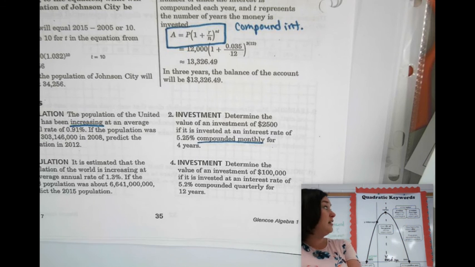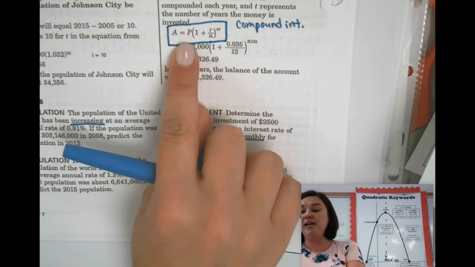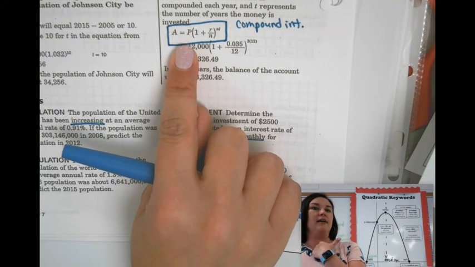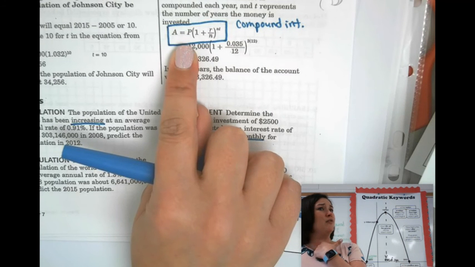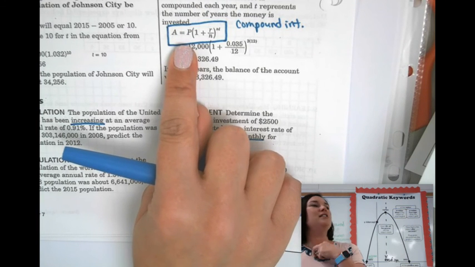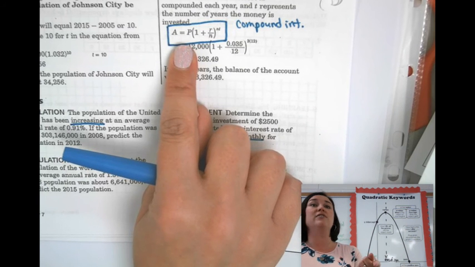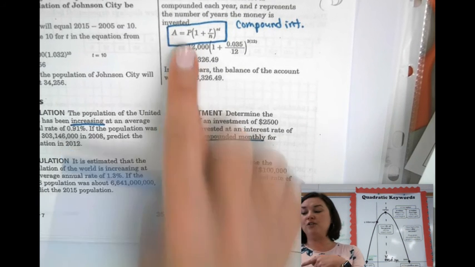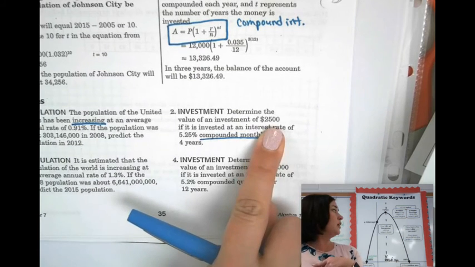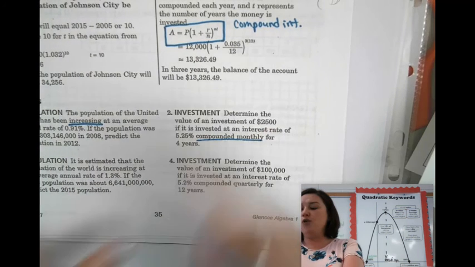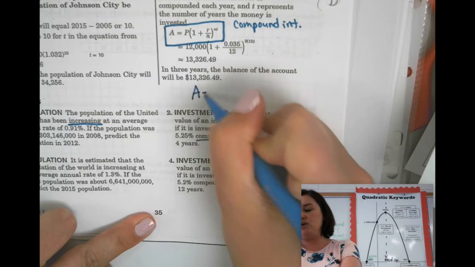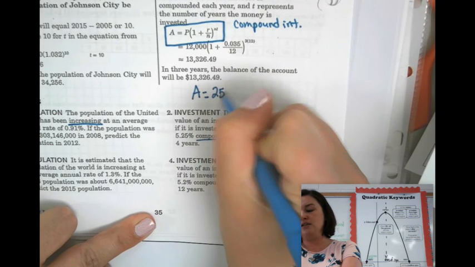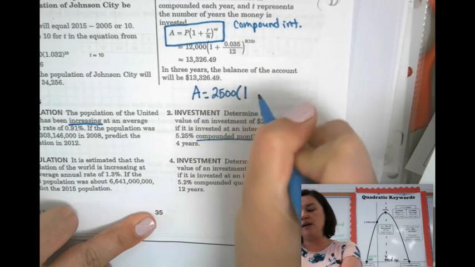Some of the things stand for the same thing. Like here, P is where we had what letter before? A. And what did A stand for? The initial amount. Well, guess what? P here stands for principal, which is just the initial amount. It's the amount you borrowed if it's a loan, or the amount that you put into the account if it's a savings account. Okay? So that is the same thing. So how much did we put in? 2,500. So we are going to put A equals 2,500, parenthesis 1 plus.